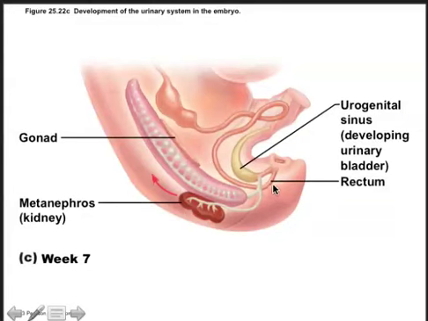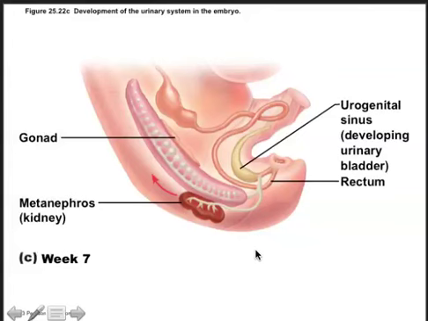Here you can see what's eventually going to be the rectum. This is the urogenital sinus, okay? And this would be eventually the developing urinary bladder. And you can see what is eventually going to be the kidney, and this is what's eventually going to be the ureter, okay? All right, so what happens next?